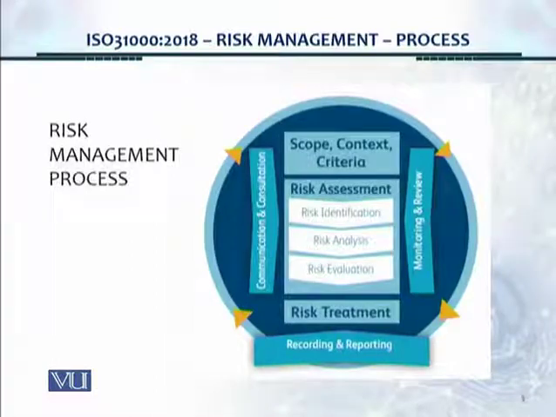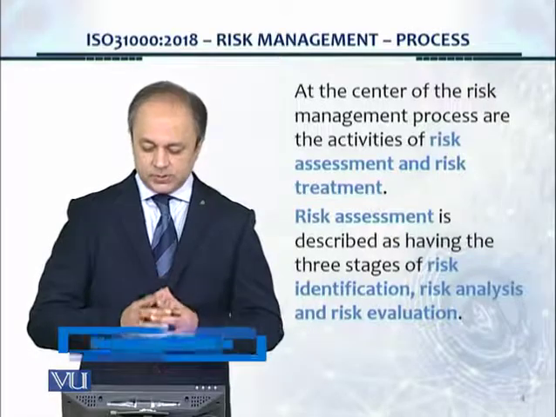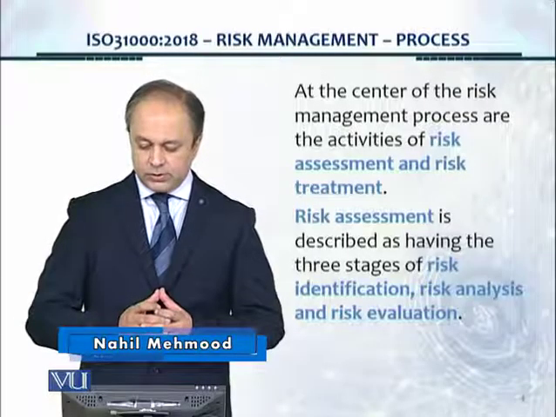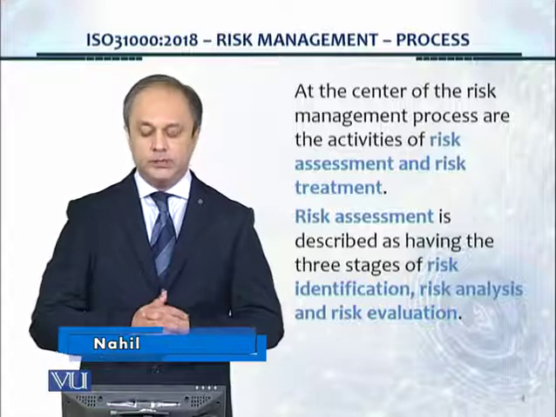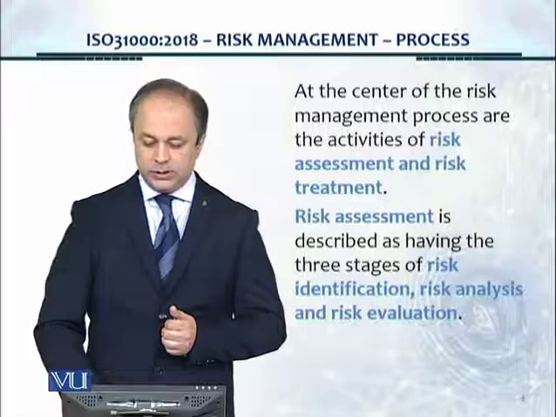So the risk management process should have a scope, context, criteria. There is a risk assessment activity consisting of risk identification, risk analysis, risk evaluation, risk treatment, and recording and reporting, monitoring and review, and communication and consultation going on the edges. Now, at the center of the risk management process are the activities of risk assessment and risk treatment. Risk assessment is described as having the 3 stages of risk identification, risk analysis, and risk evaluation. Let's take a look at each of these in more detail.